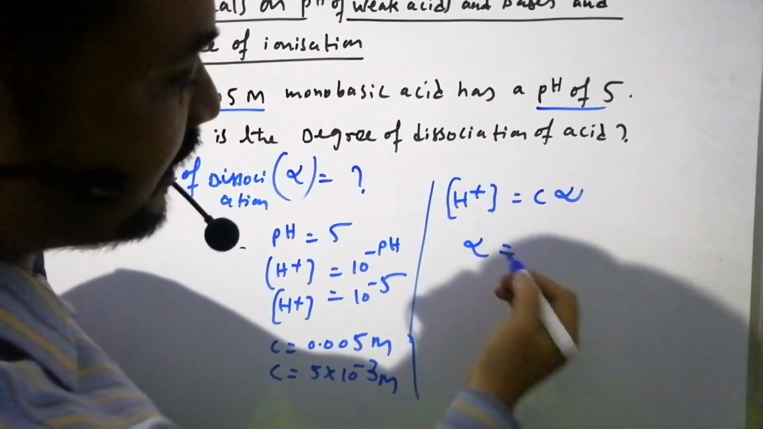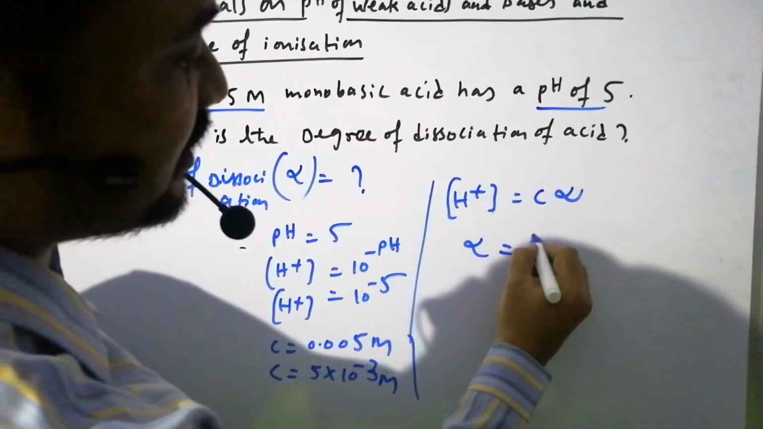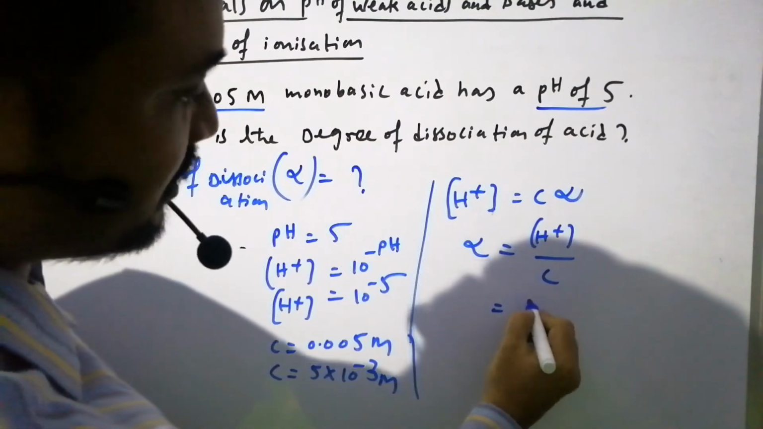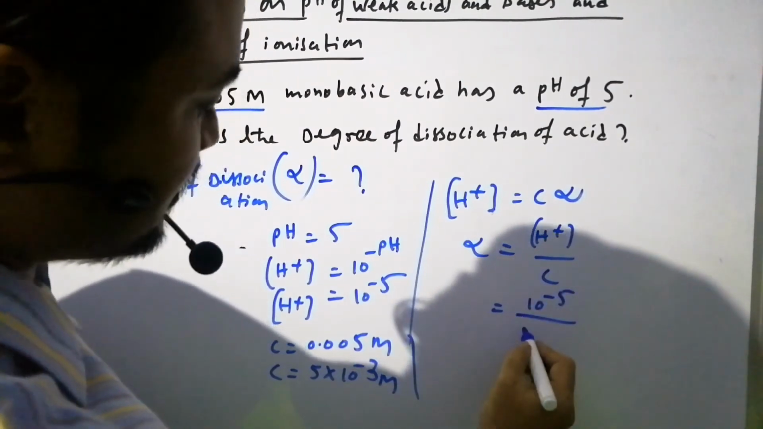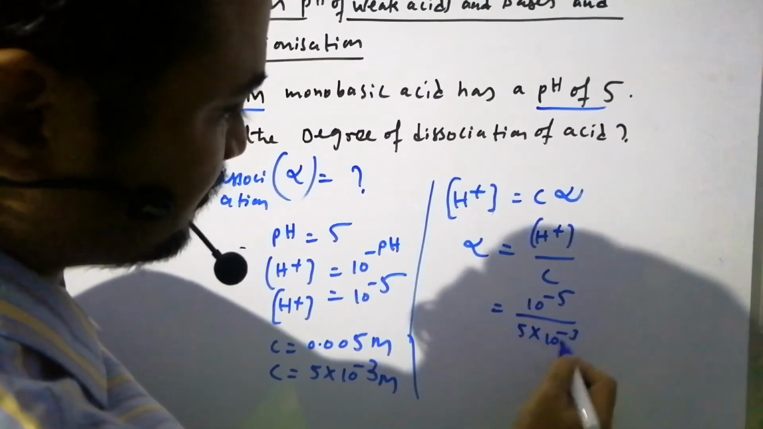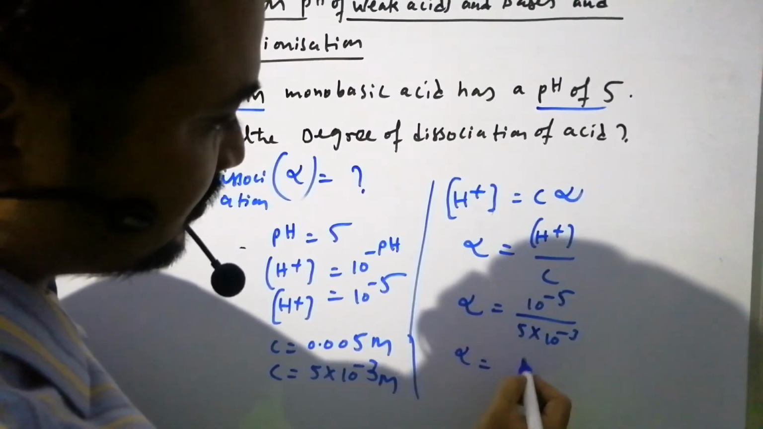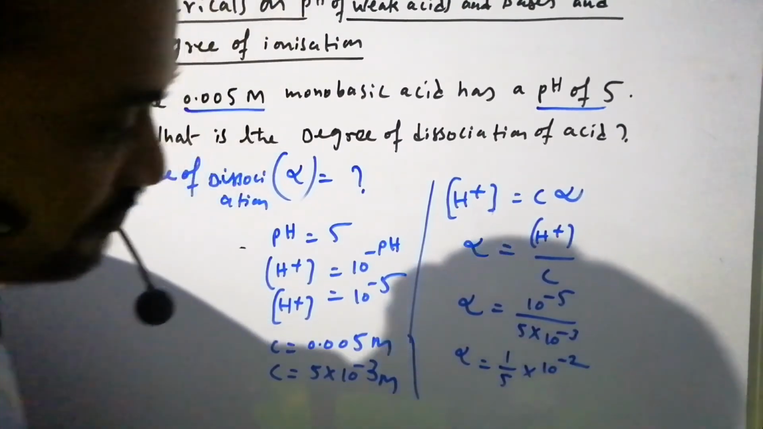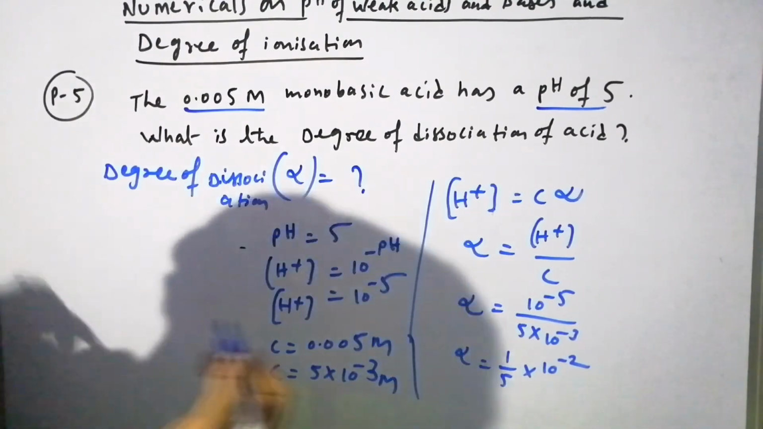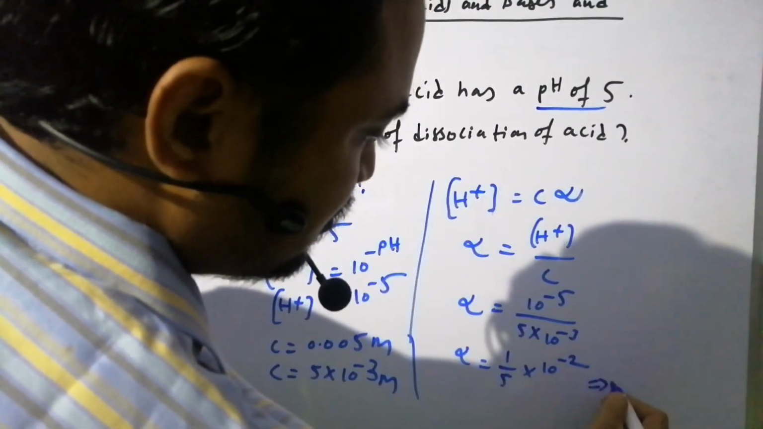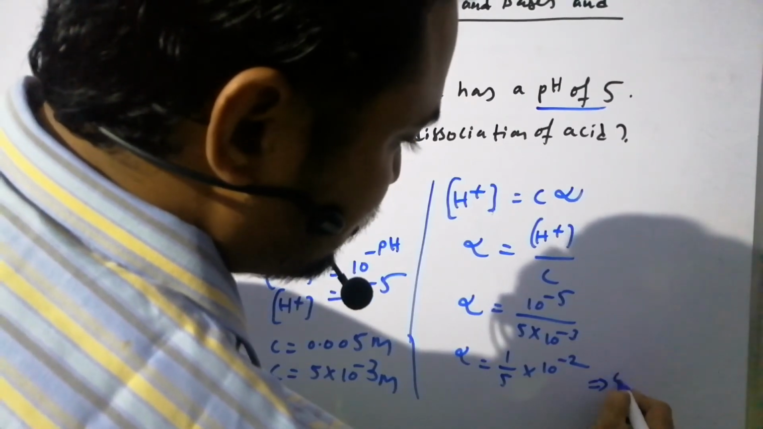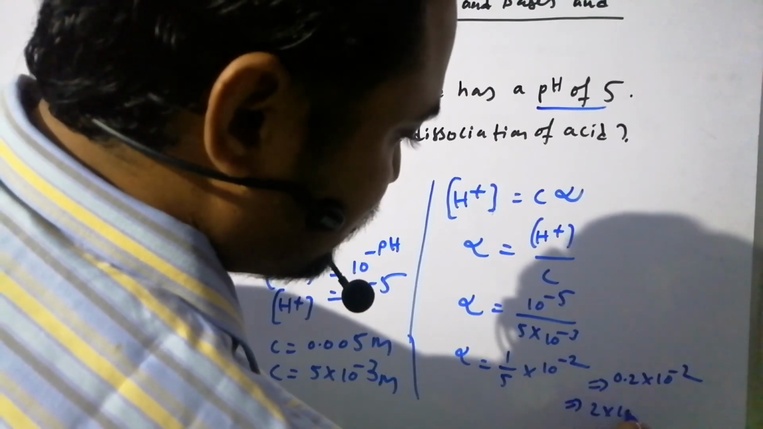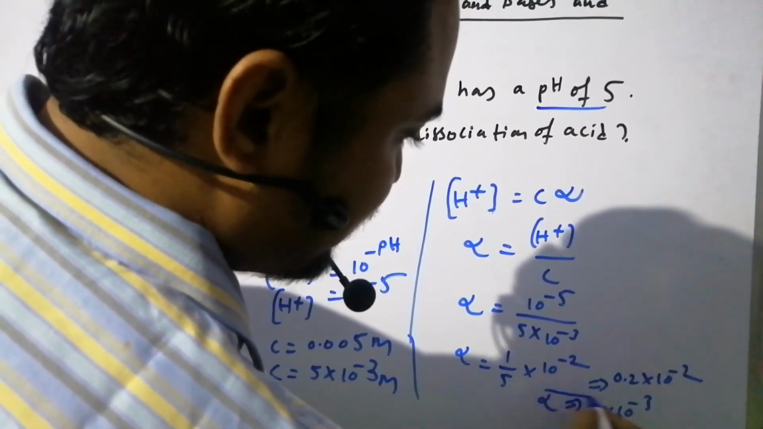Alpha, the degree of dissociation or ionization, is nothing but alpha is equal to H plus concentration by C. That is equal to H plus concentration, which is 10 power minus 5, by concentration, which is 5 into 10 power minus 3. That is equal to 1 by 5 into 10 power minus 2. That implies 1 by 5 means 0.2 into 10 power minus 2. That implies 2 into 10 power minus 3.